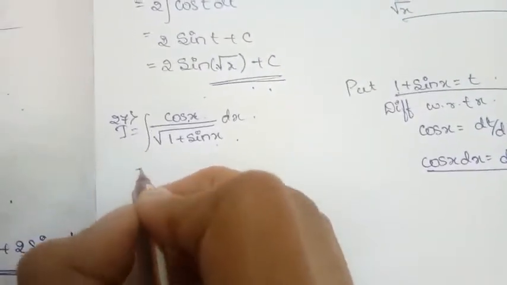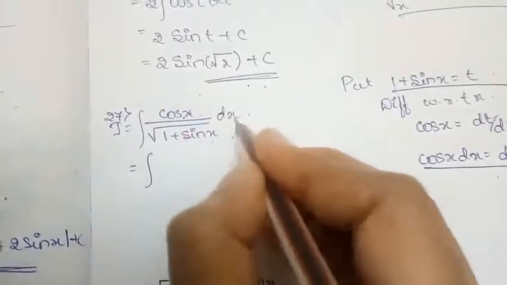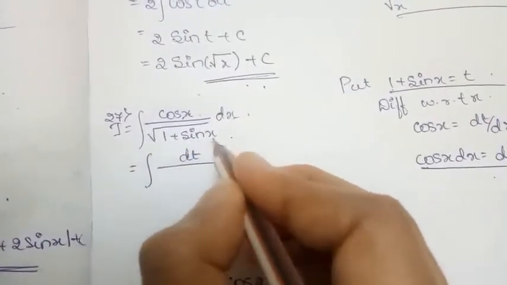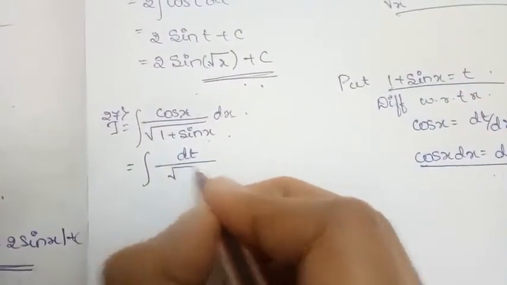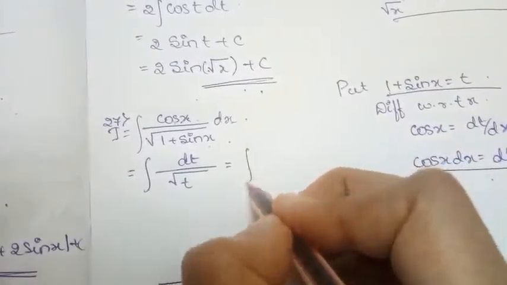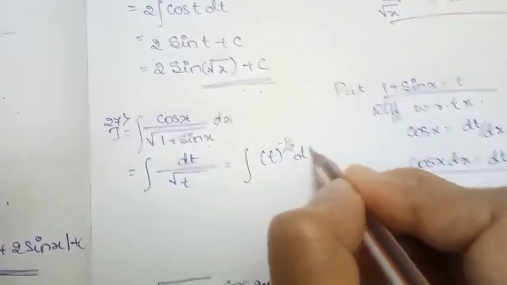as equal to t. I am substituting these two in this equation. So what happens? Cos x dx has become dt, and I have taken 1 plus sin x as equal to t, so it becomes root t. So if it becomes root t, I can write it as t to the power minus 1 by 2 dt.